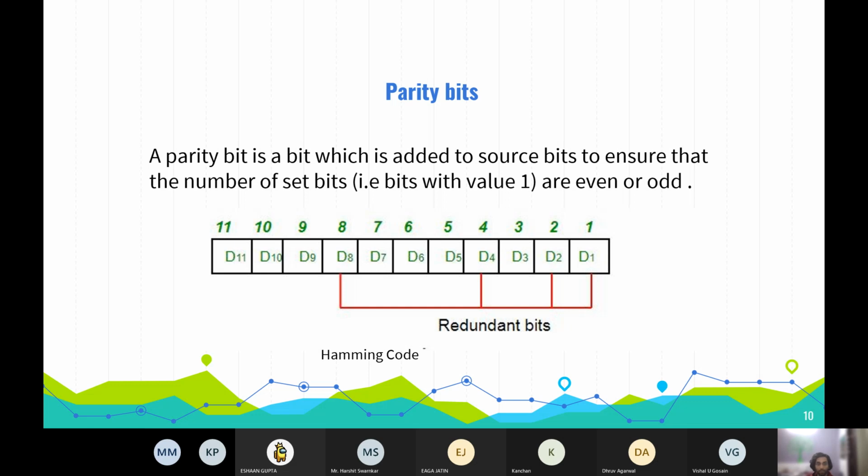We add an extra bit which is used to decide this. For example, if we write 101 and we have decided that we will use one parity bit, the answer would be 0, as there are already two set bits in the message. There are two set bits, which is even, so the extra bit will be 0.